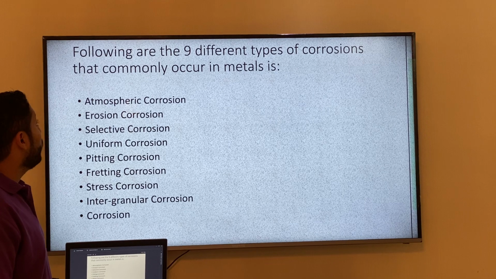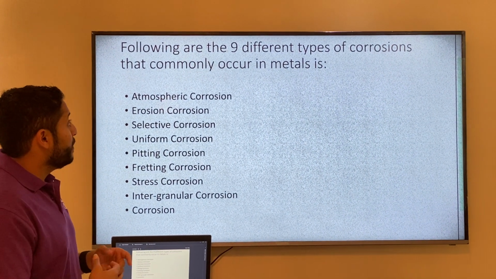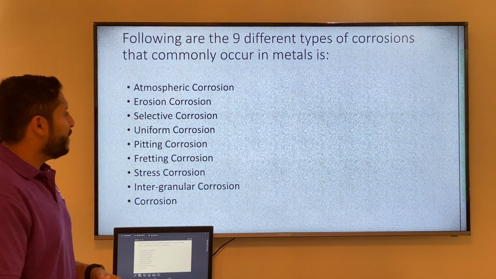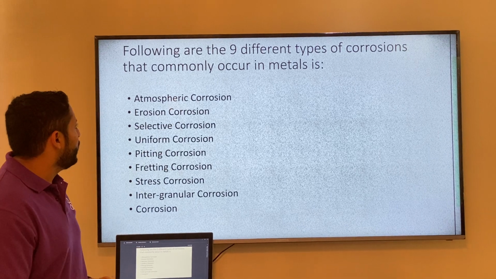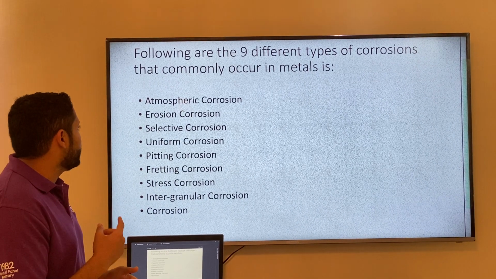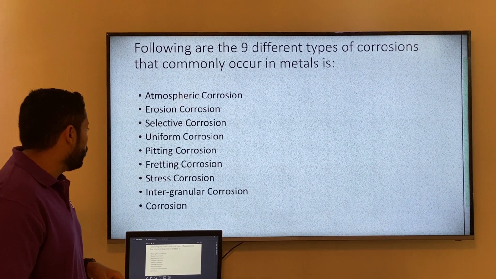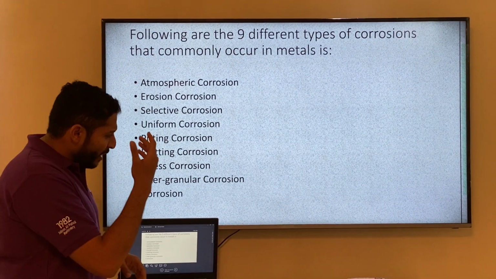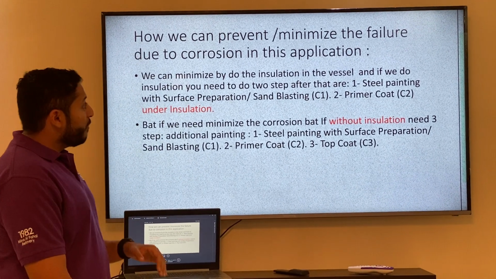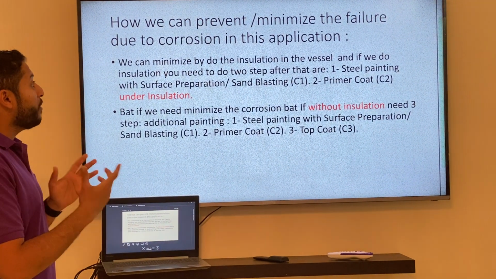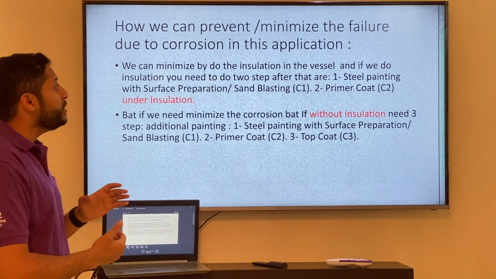Okay, now we'll go for the fifth question. What are the different types of corrosion? There are many types of corrosion. This question is general, and they have atmospheric corrosion, erosion corrosion, selective corrosion, uniform corrosion, pitting corrosion, fretting corrosion, and stress corrosion. They have many types here on this slide. Okay, they have a question here: how can we prevent and minimize failure due to corrosion in this application?